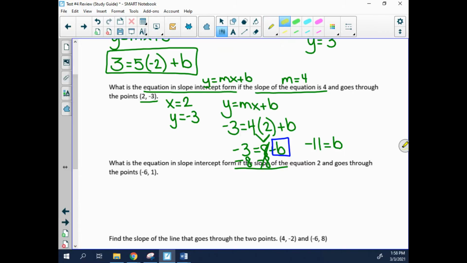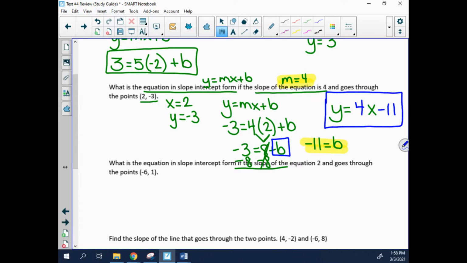So let's think about this. I have an m of 4 and a b of -11. So when I want to write my final answer, think about y equals blank x blank. I'm putting in 4 for m and -11 for b. So this would be our final answer.